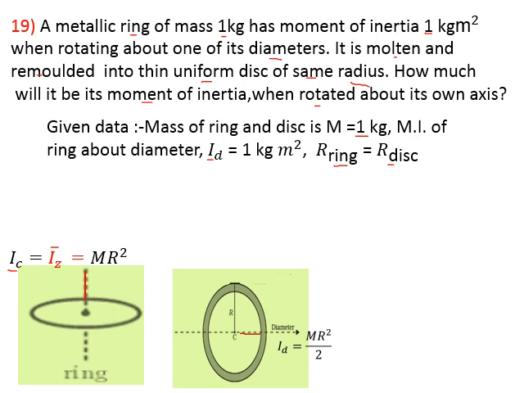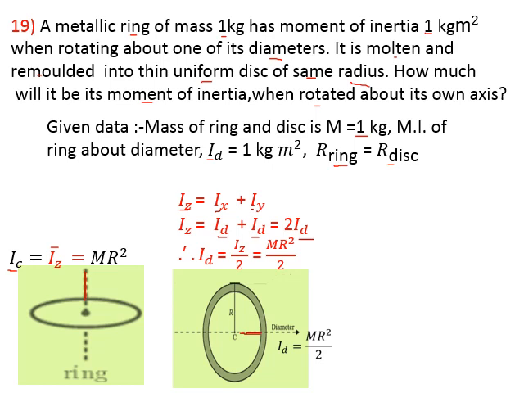For this purpose, we know this is the mathematical form of the principle of perpendicular axis. Now in this case, we can write Ix and Iy, the x and y axes coincide with diameters. That's why Id plus Id, it is twice Id. Simplify for Id because we need this value. So Id is equal to Iz by 2 and this Iz is nothing but Ic. That's why it is mr square by 2. This is the final formula for moment of inertia of the ring about diameter.